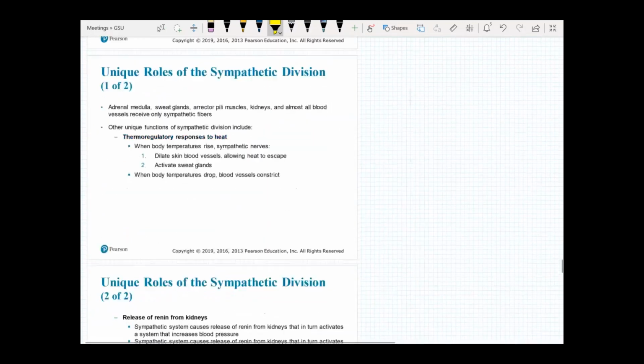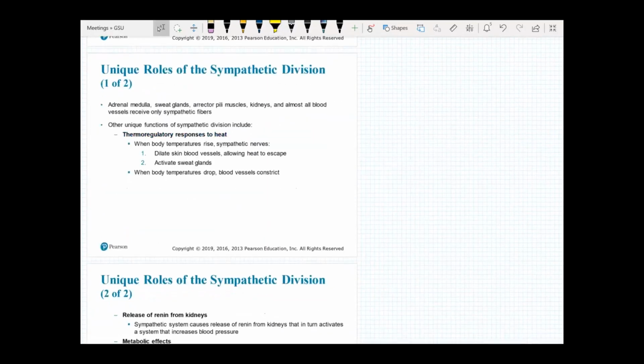So then the last thing is there are some things that are unique to the sympathetic division only. So these are not parasympathetic. It is only going to be controlled by the sympathetic. And that is our adrenal medulla, sweat glands, the arrector pili muscles that are actually around your hair follicles, your kidneys, and almost all of your blood vessels are only going to get sympathetic fibers. And the reason is your sympathetic system will control some unique processes.